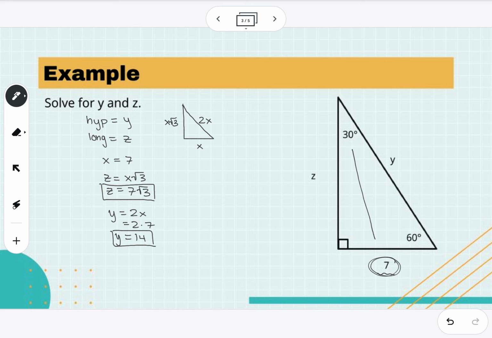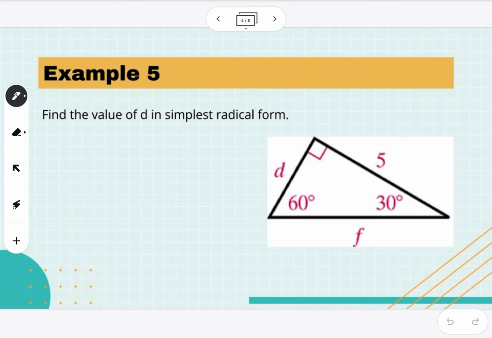Get used to radicals. We're going to deal with a lot of radicals in this section, if you couldn't tell already. All right, so for this problem, we're given a different triangle. It's still 30, 60, 90, so I can still use those relationships. So I'm going to redraw in the orientation they gave us here. Our shortest side, remember, is x. Longer side is x rad 3. Longest side, or our hypotenuse, is 2x. And here they're asking us for the value of d in simplest radical form.